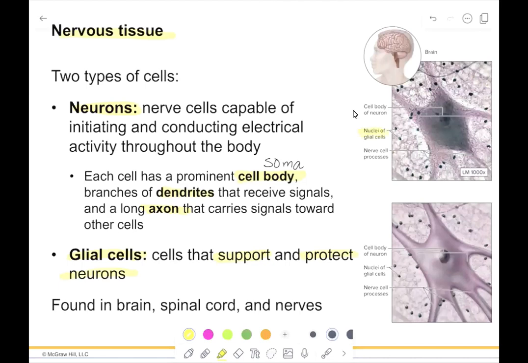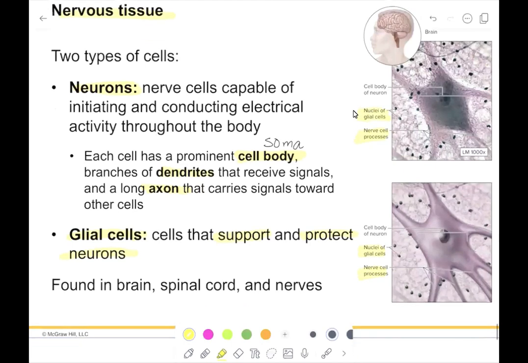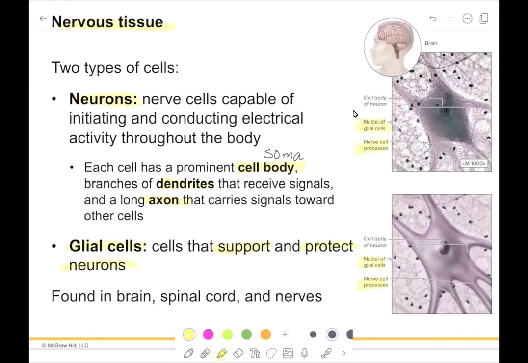So there's this slide showing the nuclei of the glial cells. Again, the cell processes could be dendrites or axons. The majority of them are dendrites. The glial cells, you will be learning more about them later on in the semester when we cover the nervous system. But for now, this tissue is found in the brain, spinal cord, and the nerves.